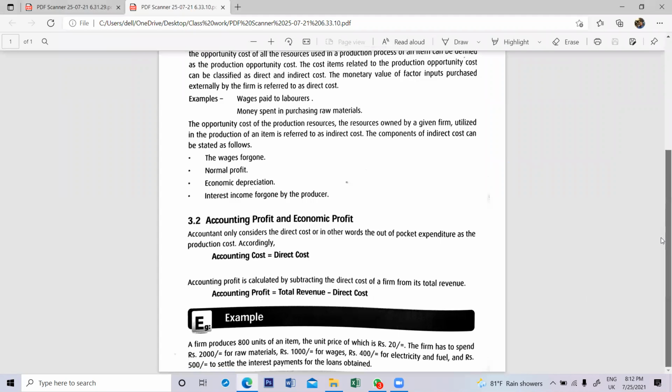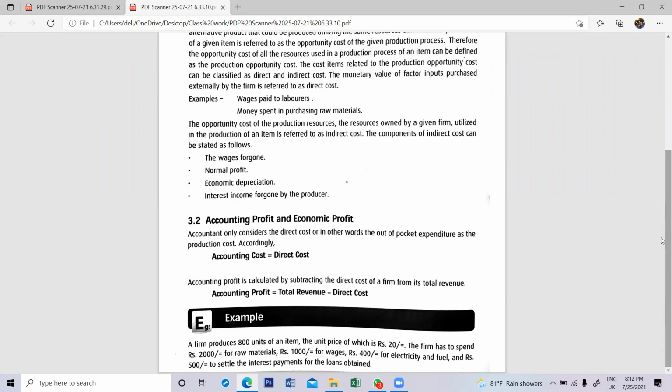In the next one, you are given an example. A firm produces 800 units of an item, the total price of which is 20 rupees. The firm has to spend 2,000 rupees: raw materials 1,000, wages 400, electricity and fuel, and 500 to settle interest payment for loan obtained. These are examples of cost.